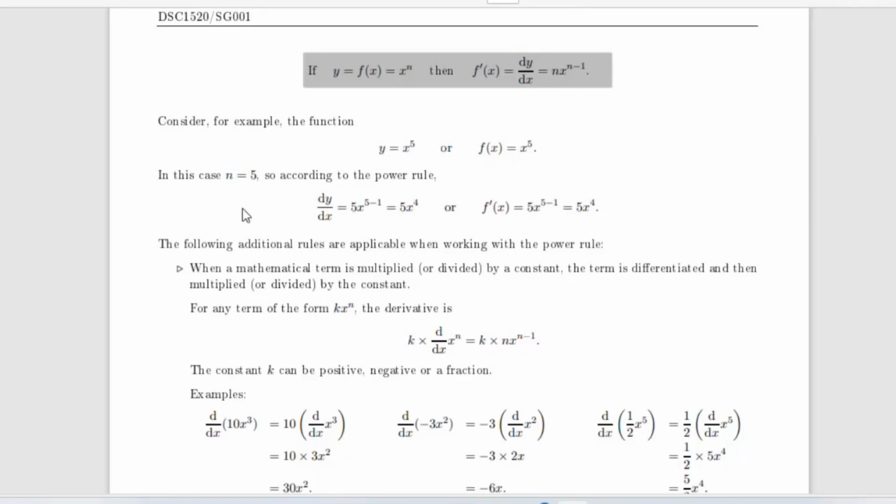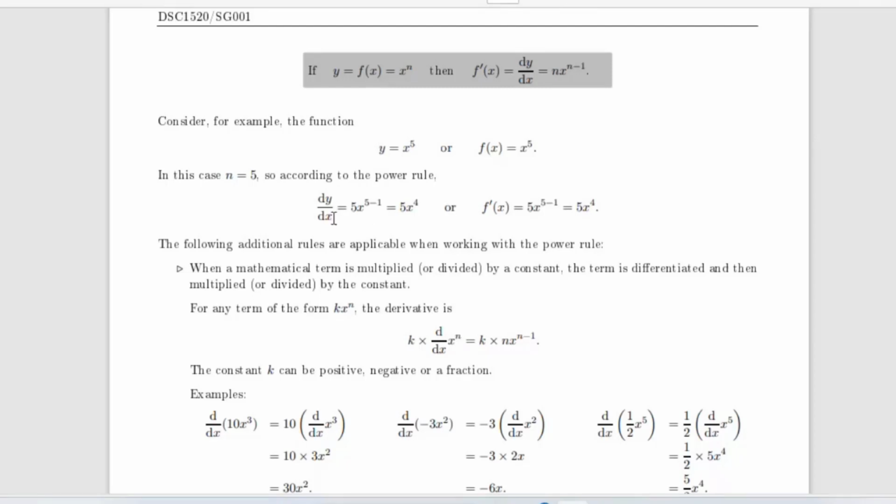Thank you. Now, they are saying, in this case, n equals 5. So, according to the power rule, you see this? What is in this box is the power rule. Particularly this is what they're referring to as the power rule. Now, in this case, n equals 5. So according to the power rule, we'll just take this 5, we bring it in front, then to that exponent, we subtract 1.